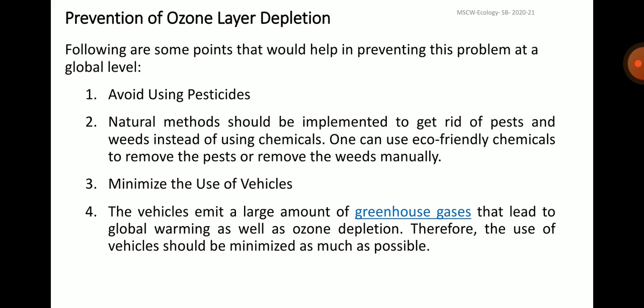The vehicles emit a large amount of greenhouse gases that lead to global warming as well as ozone depletion. Therefore, the use of vehicles should be minimized as much as possible.